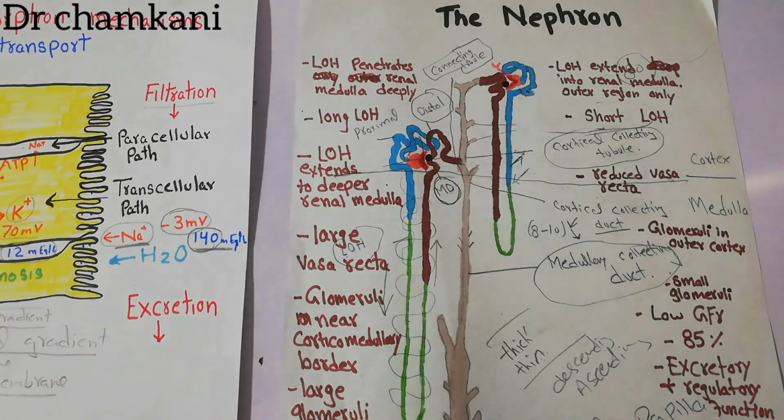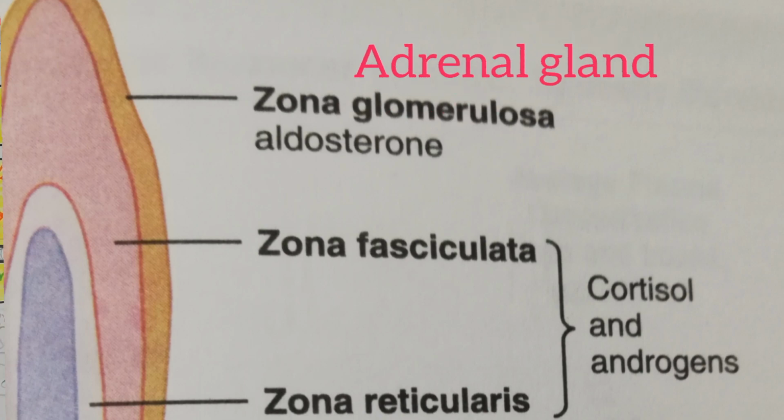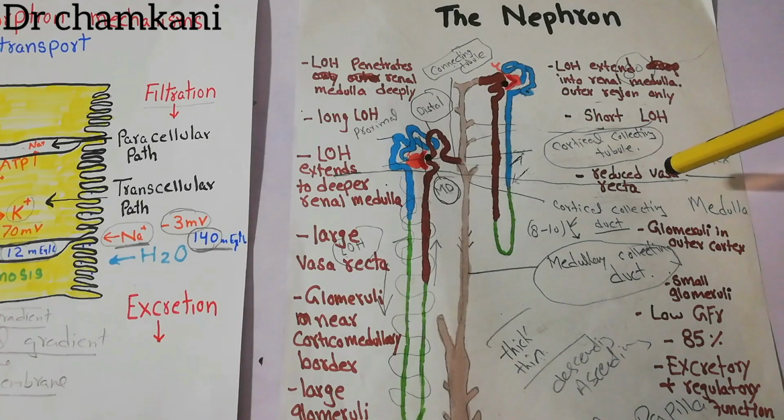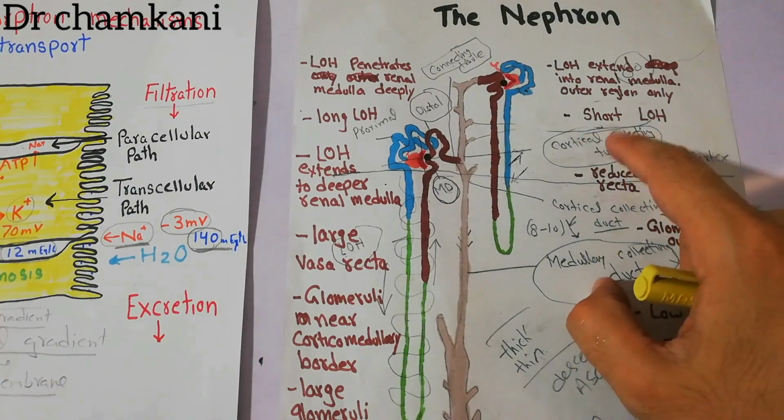Aldosterone is basically secreted by the zona glomerulosa cells of the adrenal cortex. Adrenal cortex is basically a gland which is present above the kidneys, and there are different kinds of cells. From the zona glomerulosa cells of the adrenal cortex, aldosterone is secreted. Once secreted, it acts on the principal cells of the cortical collecting tubule.